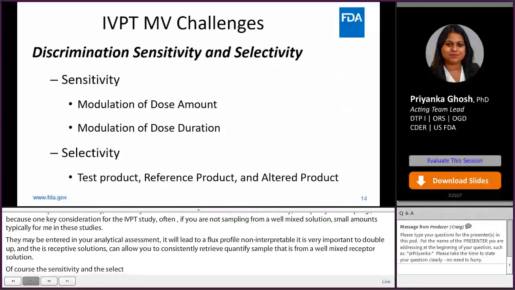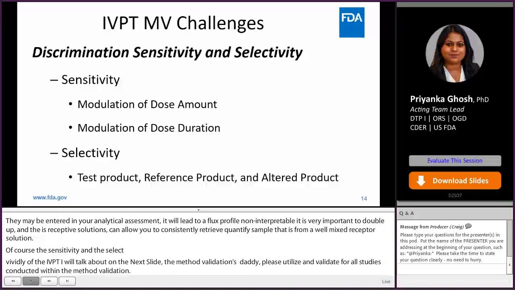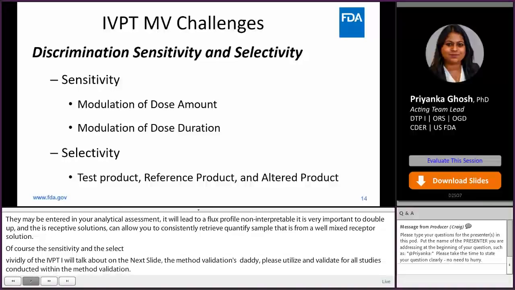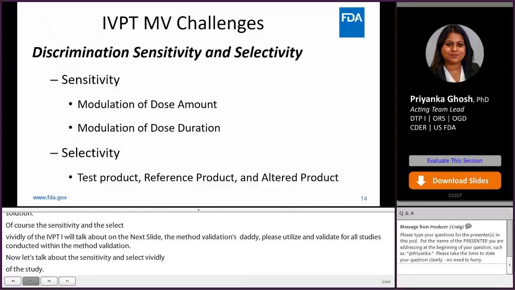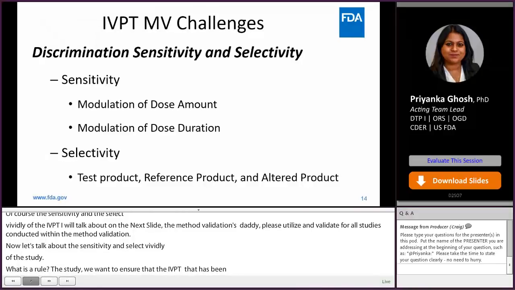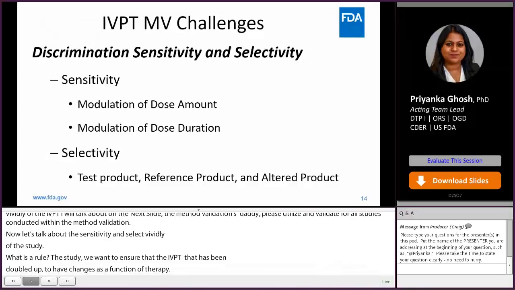Now, let's talk about the sensitivity and selectivity studies. So what is the role of the sensitivity and the selectivity studies? Well, with the sensitivity studies, we want to ensure that the IVPT method that has been developed has the ability to detect changes in cutaneous pharmacokinetics as a function of drug delivery. And the rationale for conducting this study is your method may be able to show that products are bioequivalent, but we want to make sure that your method has the discriminatory ability such that it is able to detect changes in cutaneous pharmacokinetics when such differences exist.